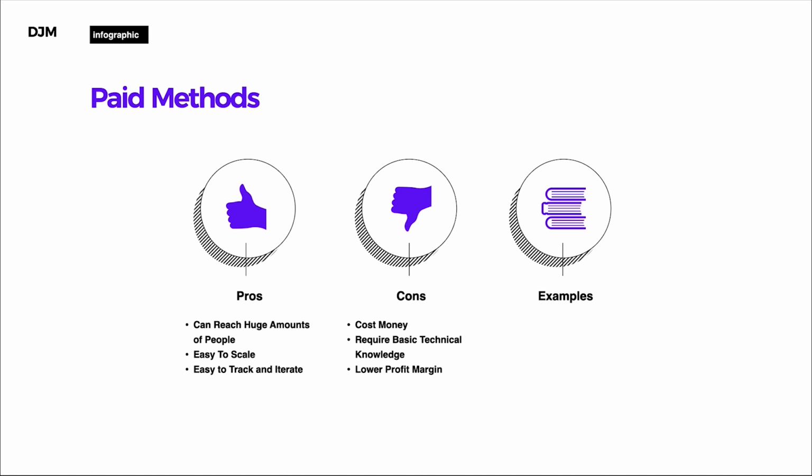And then you also do have a lower profit margin. Because it costs money to run ads, that's money that you have had to take from your profits. And so because of that, you're going to have a lower profit margin in the end. Now, some examples of paid methods are Facebook ads, Instagram ads, TikTok ads, influencer marketing, Google ads, YouTube ads, signing on a recording artist, getting sponsored by a sports team. These are paid methods. There are a lot of paid methods, tons and tons of paid methods.